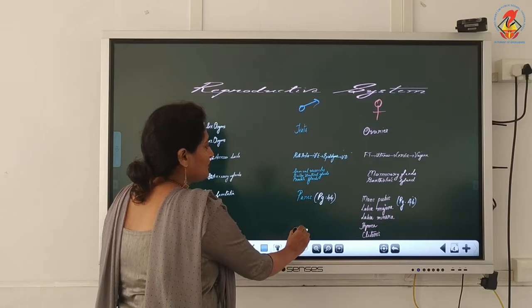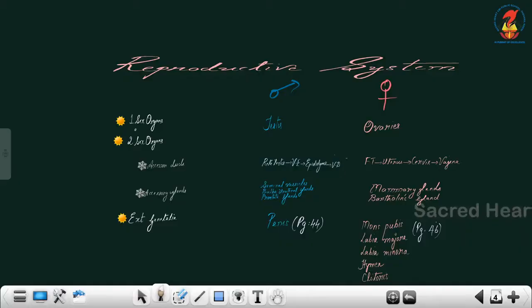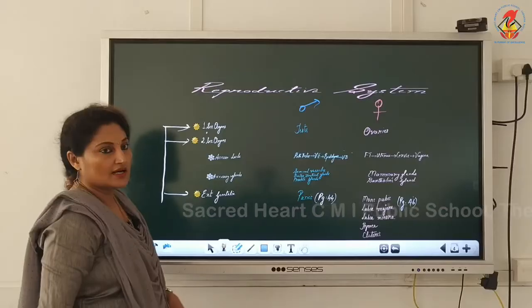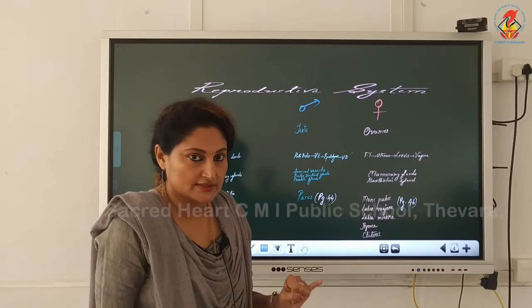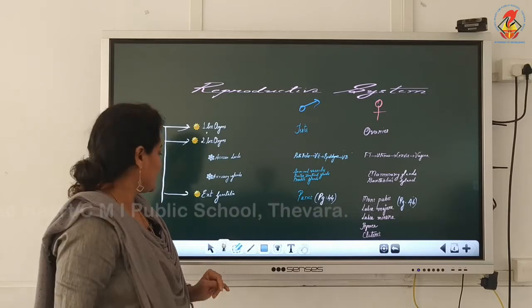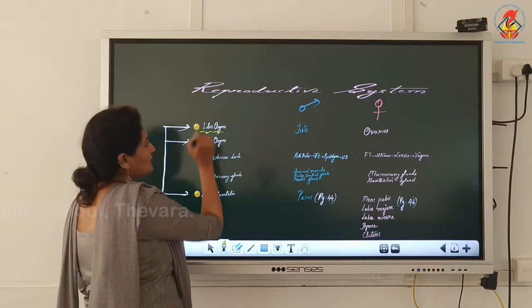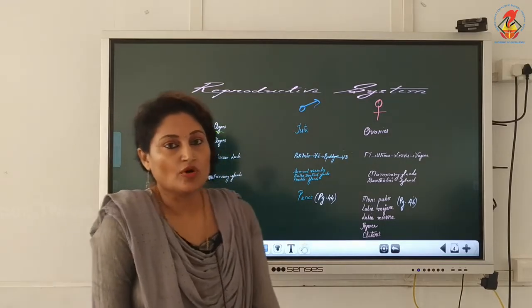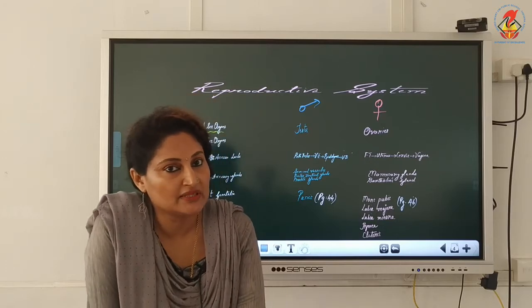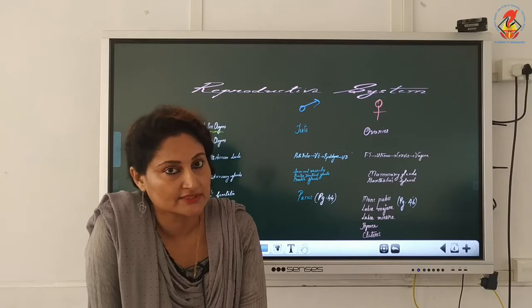Now, before going to the male and female reproductive system, the reproductive system is broadly classified into three parts. They are the primary sex organs, secondary sex organs, and the external genitalia. The primary sex organs are so called because they are involved in the production of gametes and in the secretion of hormones. Hence, they are called primary sex organs.